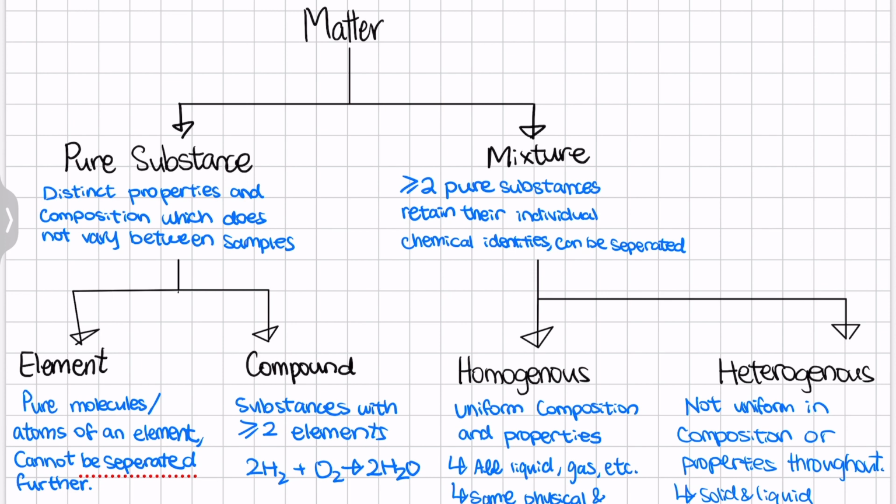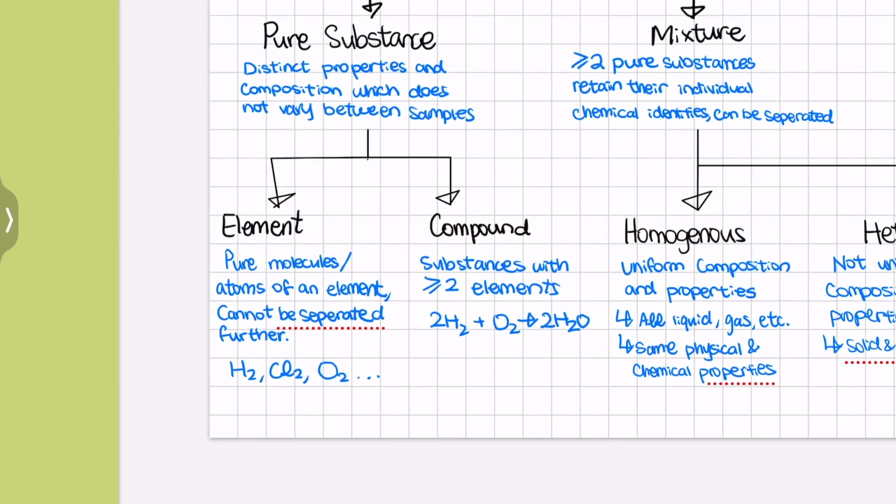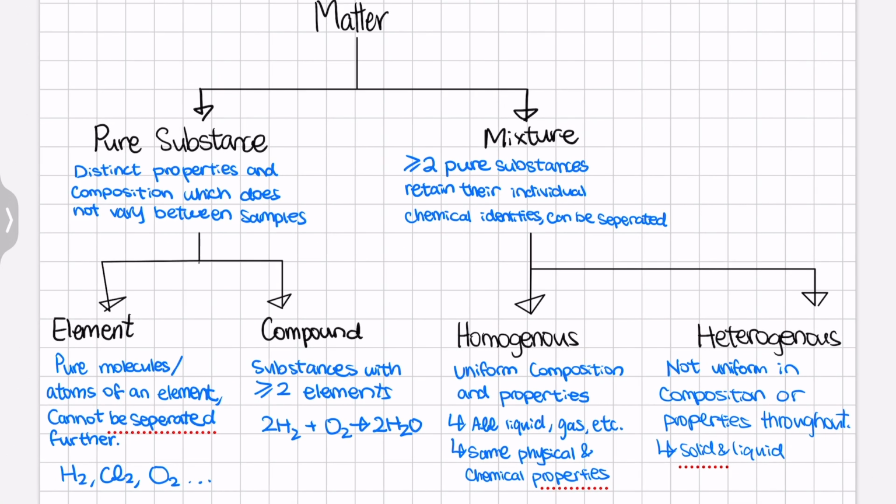Even though these are two different elements formed together, they bond into one pure compound with a uniform set of chemical and physical properties. A mixture, on the other hand, can be distinguished between homogeneous and heterogeneous. Homogeneous is uniform composition and properties. It can be all liquid, all gas, etc., and uniformly has the same physical and chemical properties. Heterogeneous, on the other hand, is not uniform in composition or properties throughout.